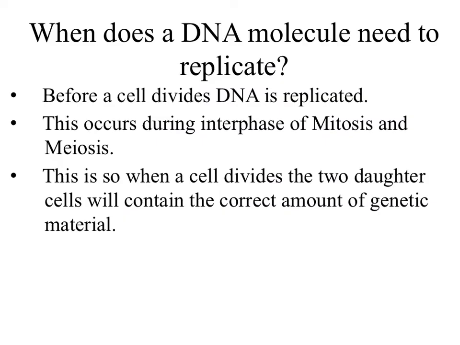With that then, before a cell divides, DNA is replicated. This occurs during interphase of mitosis and meiosis. We're going to look at this in our next topic, okay? So don't worry too much, but it occurs during this stage. This is where the cell divides into 2 daughter cells and will contain the correct number of genetic material, okay?